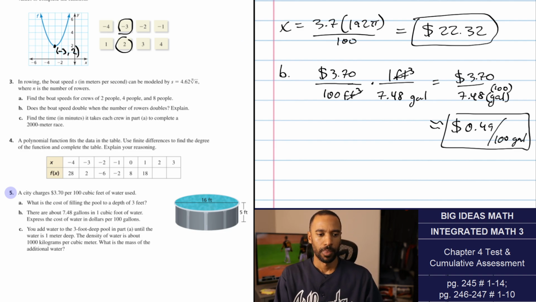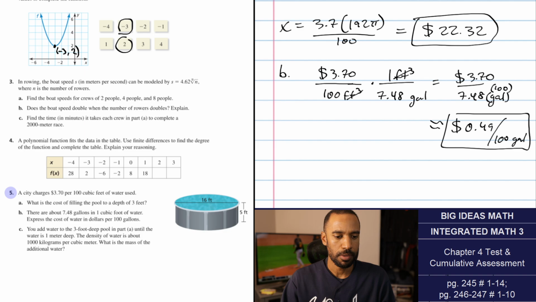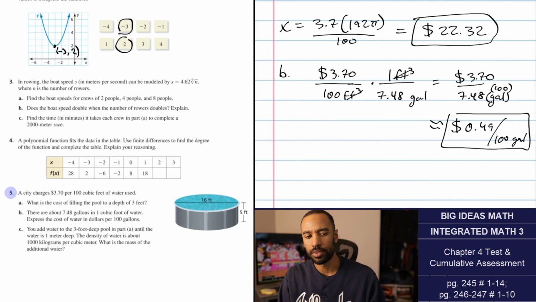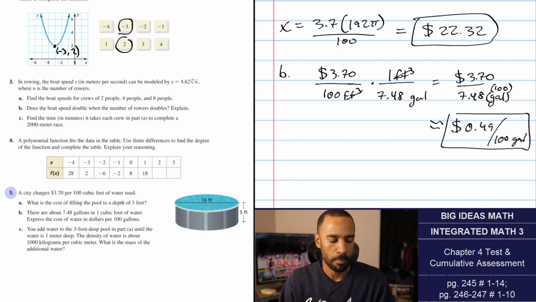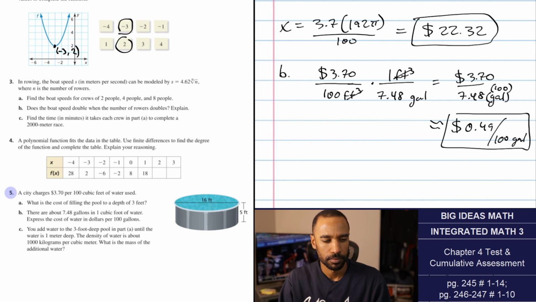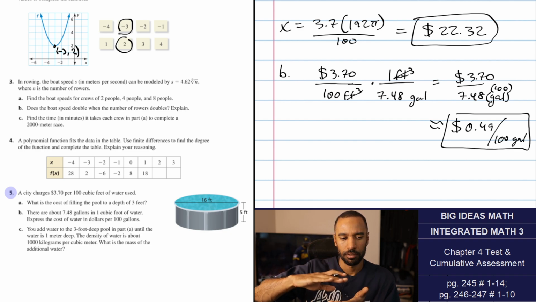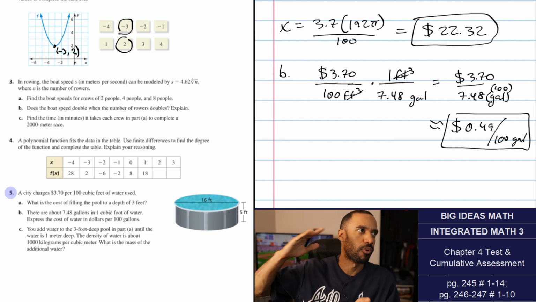Okay, part C. You add water to the 3-foot deep pool in part A until the water is 1 meter deep. The density of water is about 1,000 kilograms per cubic meter. What is the mass of the additional water? You add it to 3 feet until it's 1. Oh, it says 1 meter. Hold on. 1 meter is more than 3 feet.